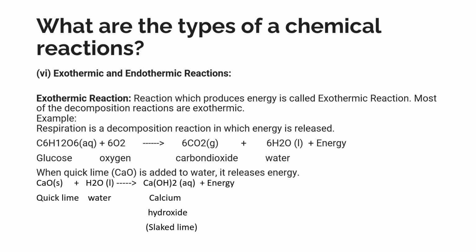C6H12O6 in aqueous form plus 6O2 gives 6CO2 in gaseous state plus 6H2O in liquid state plus energy. In words, glucose plus oxygen gives carbon dioxide and water. When quicklime or CaO is added to water, it releases energy. CaO in solid state plus H2O in liquid state gives Ca(OH)2 in aqueous state plus energy. That is, quicklime and water gives calcium hydroxide, which is also known as slaked lime.